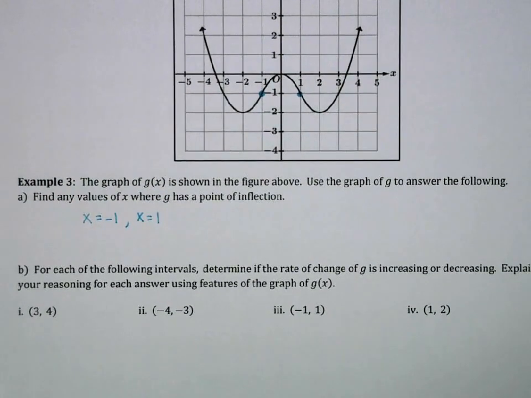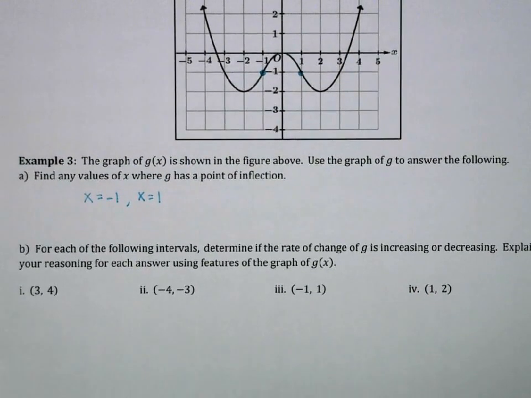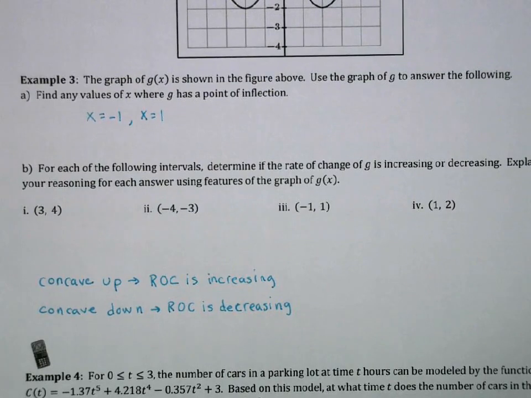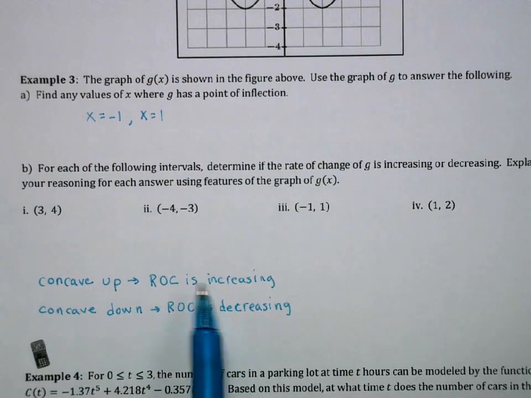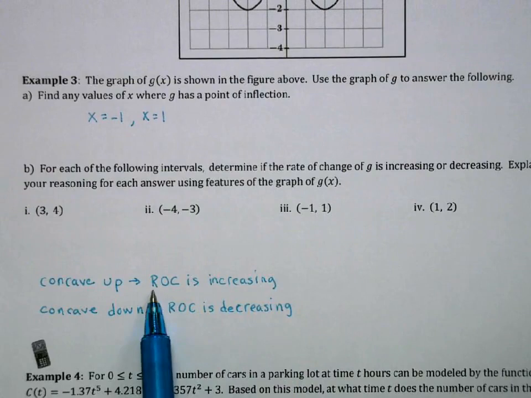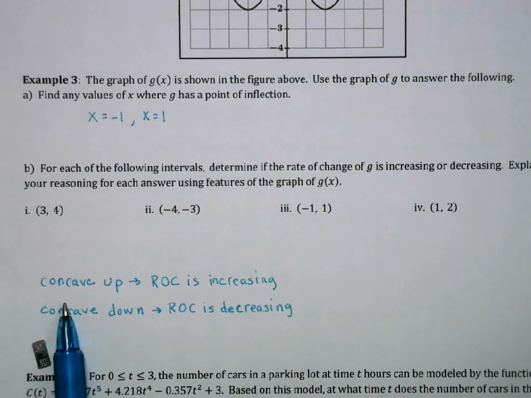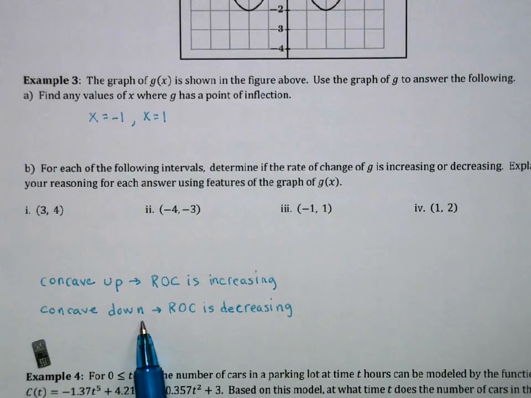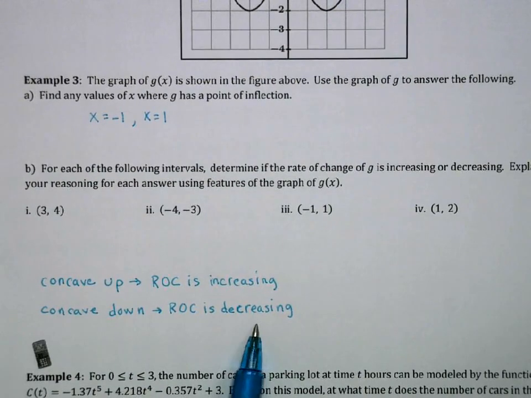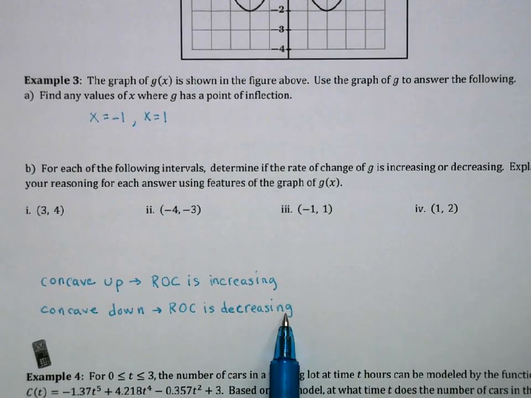The follow-up to this, kind of relating back to what we've been talking about, for each of the following intervals, determine if the rate of change is increasing or decreasing. So I'm just going to make a reminder note here. So we've been talking about this graphically, we've talked about this numerically, but if our graph is concave up, the rate of change is increasing. If the rate of change is increasing, then our graph is concave up. If the graph is concave down, that means our rate of change is decreasing, and vice versa. If we know the rate of change is decreasing, that means our graph is concave down.